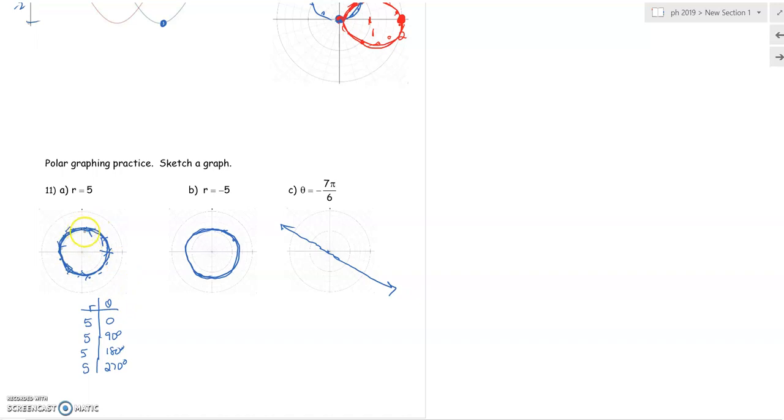But there you go. For this other graph, for part B, you think about the graph at 0 degrees, r is -5. So you actually have a starting point over here, because you went backwards when you went to 0. And at 90 degrees, our r is -5. So notice we're still graphing in that counterclockwise direction, but we had a different starting point. And for part C, my angle is -7 pi over 6. So this is actually a line.